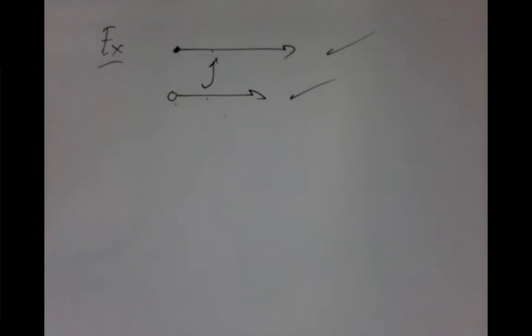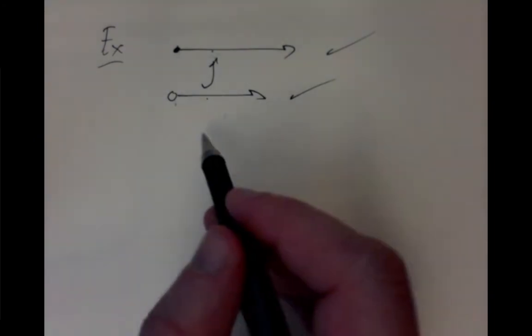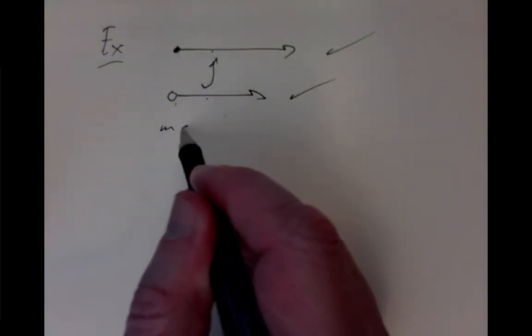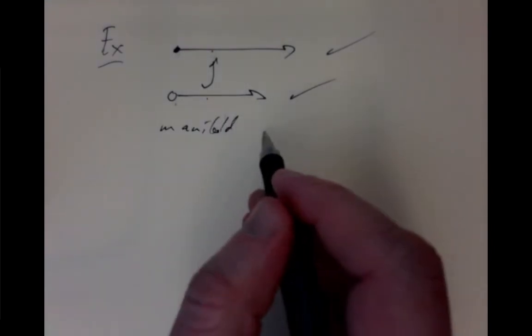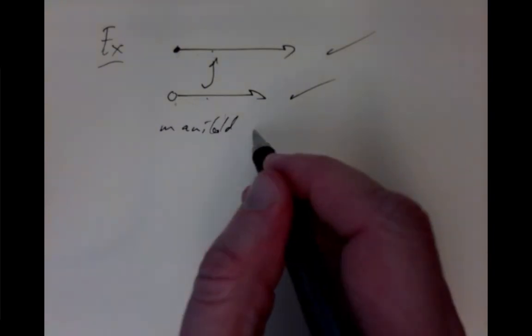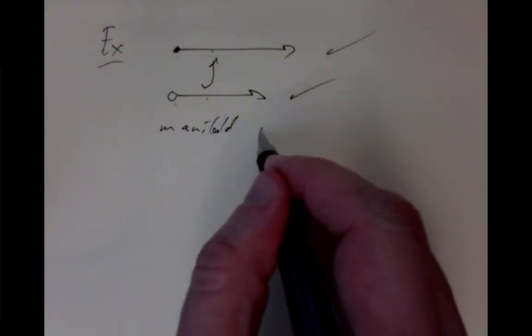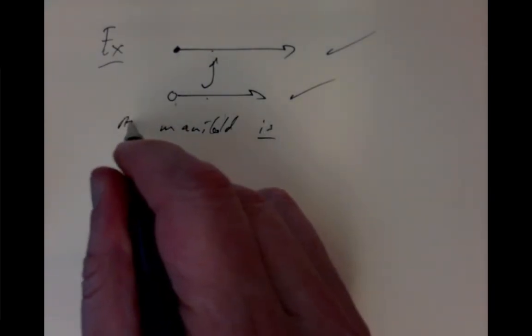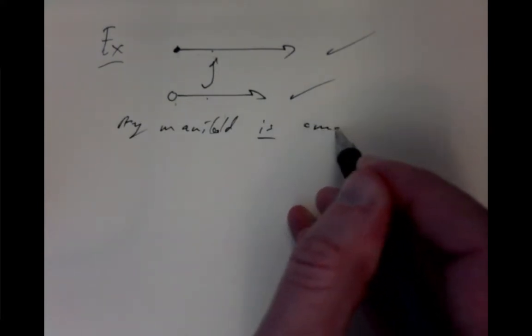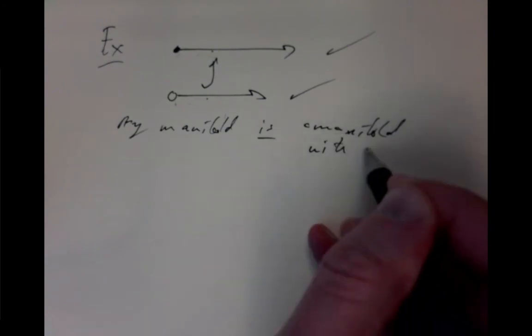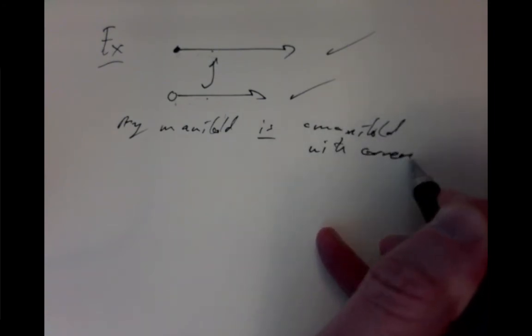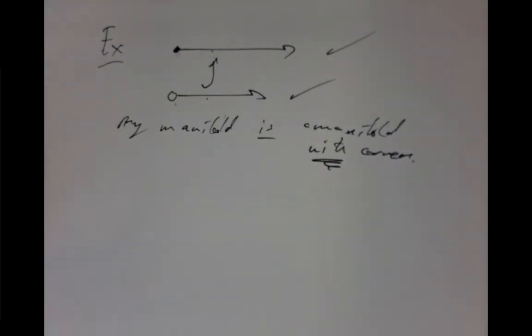So we might wonder, is there anything that isn't a manifold with corners? Well, of course, any manifold without corners, this is where the terminology is very unfortunate. Any manifold is a manifold with corners. It just happens not to have any corners. And that's why the term with corners is really bad. It shouldn't have been with. It should have been something like a manifold which is allowed to have corners or which possibly has corners.